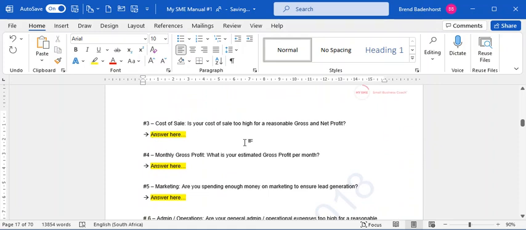Cost of sale, is your cost of sale too high? It is maybe a bit high, but ultimately I need some space in the mall, which is going to cost me a lot of money. So it's a 50-50. I might play around in the future with this to see if I can improve my pricing models.